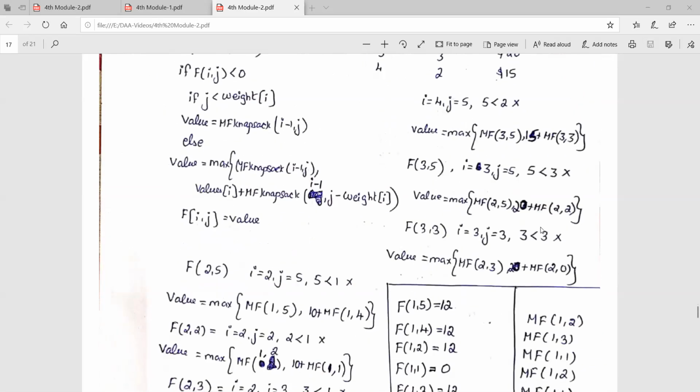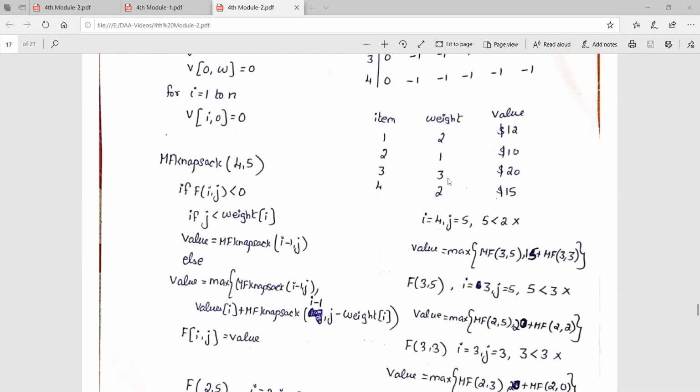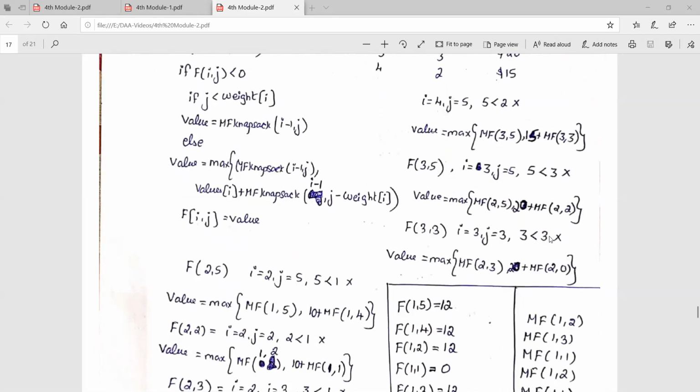Okay. So now again we have to identify this 3 comma. So recursively we have to call it. So now we have to take this 3 comma 5. So for 3 comma 5, i value will be 3, j value will be 5. Then j is less than the weight. Weight of the third object is, sorry, 3. Okay. So now this condition also is not true.